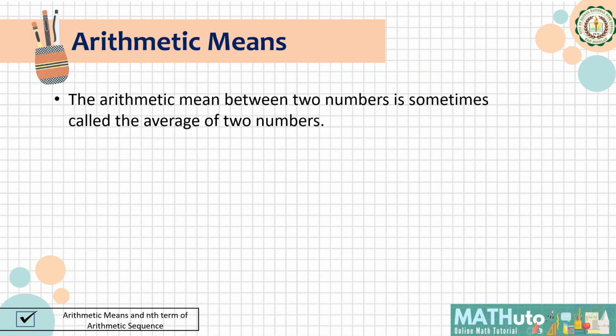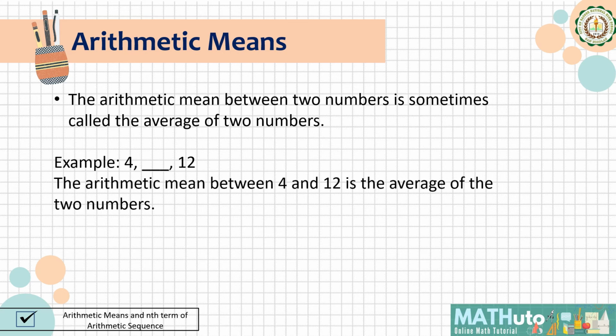The arithmetic mean between two numbers is sometimes called the average of two numbers. For example, the arithmetic mean between 4 and 12. It is the average of the two numbers. 4 plus 12 divided by 2, which is equal to 16 divided by 2, which is 8. Therefore, the mean between 4 and 12 is 8. 4, 8, 12.